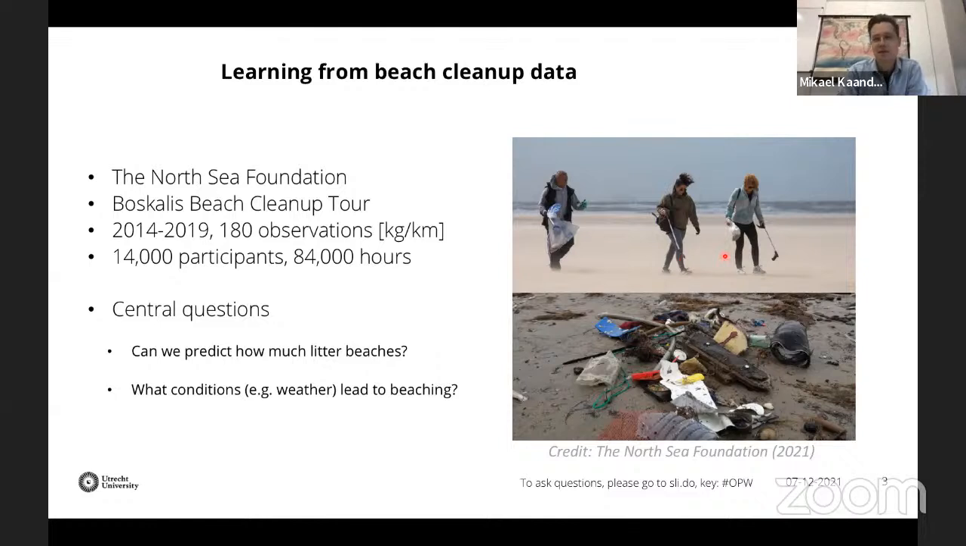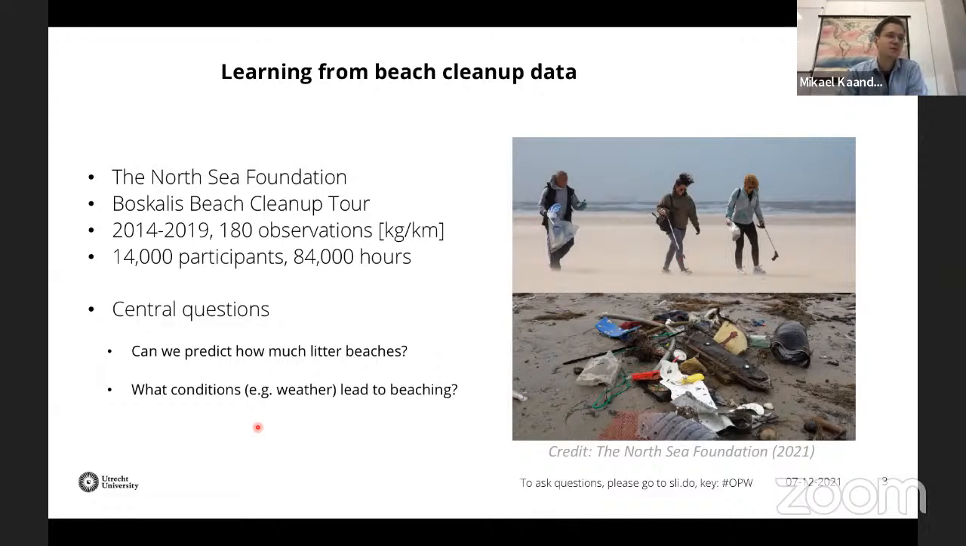And a really nice thing about these tours, they kept track of how much litter was gathered. And they also know how many kilometers were walked. So from this, we basically get these 180 observations, so the plastic concentrations that were found on the beach. And a really unique thing about this data set is the amount of participants, more than 14,000 actually, and also the amount of person hours going into this data set, more than 80,000 hours.